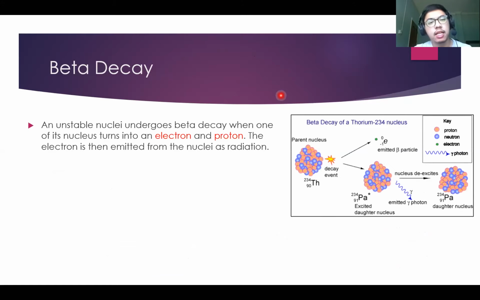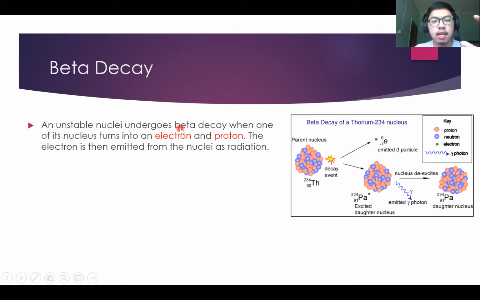Okay. For beta decay, what happens during a beta decay? An unstable nucleus undergoes beta decay when one of its neutrons turns into an electron and a proton. The electron is then emitted from the nucleus as radiation. So this is a bit different when compared to the alpha decay. During a beta decay, you have protons and neutrons inside the nucleus.